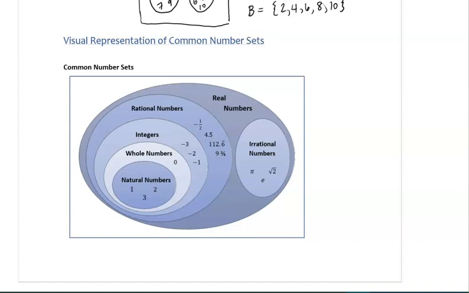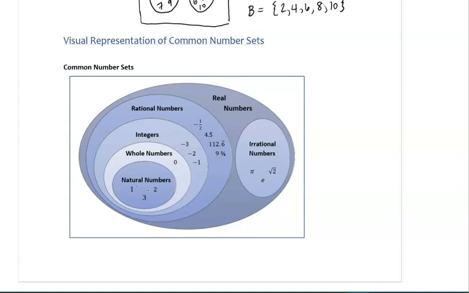Integers contain natural numbers along with their opposites, along with 0. And so although not all these values are listed, for example, there are more natural numbers than just 1, 2, and 3. It's an infinite set, but these are just examples of numbers that would appear within that set. And so if the natural numbers contain 1, 2, and 3, whole numbers would contain those along with 0, and integers would contain all of those along with values like -1, -2, and -3, and so on.